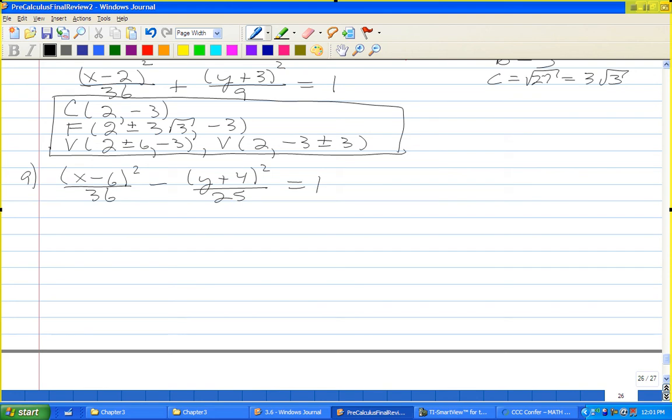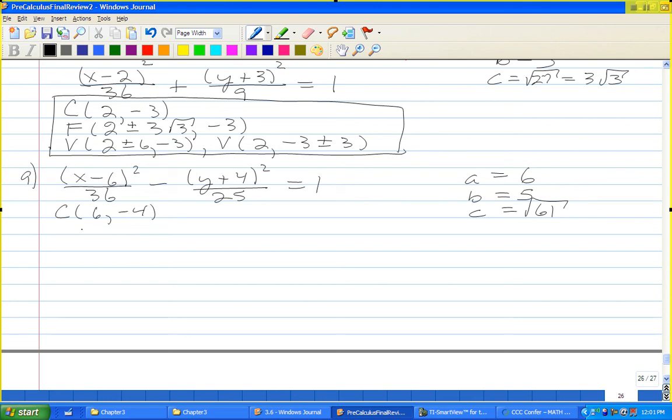Okay, so a in this case is 6, square root of 36 is 6. b in this case is 5, square root of 25 is 5. 36 plus 25 is 61. And so c is the square root of 61. I want to find the center. So the center of my hyperbola is the point (6, negative 4).